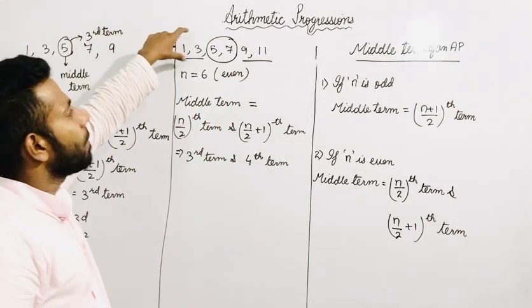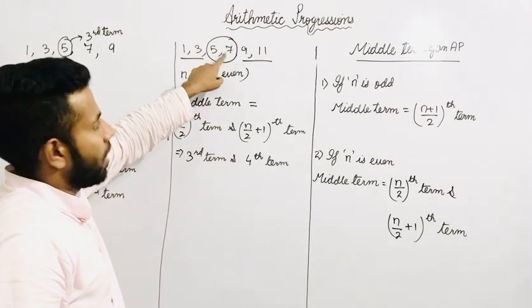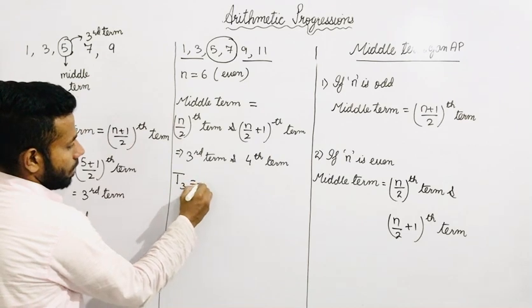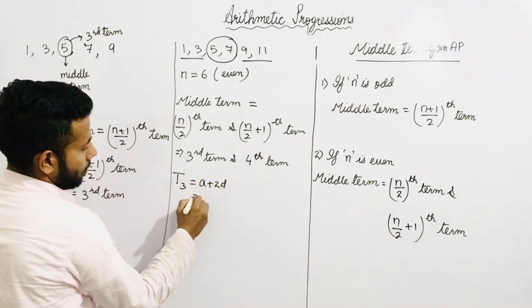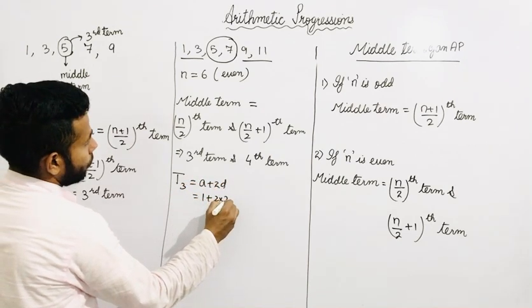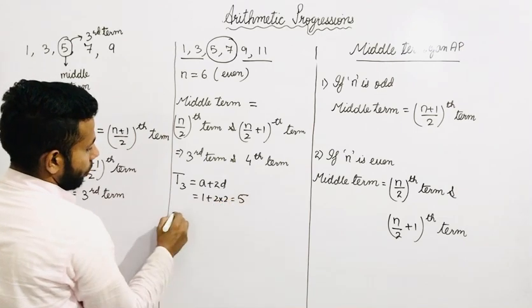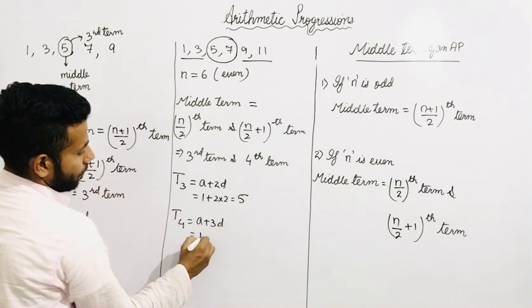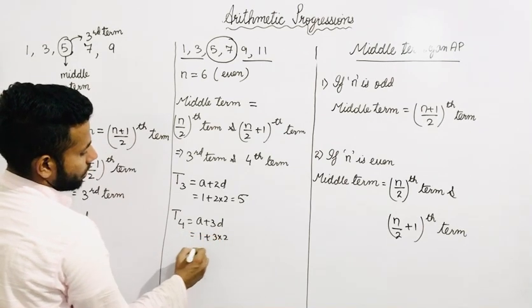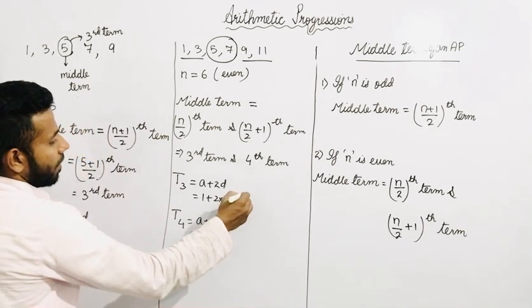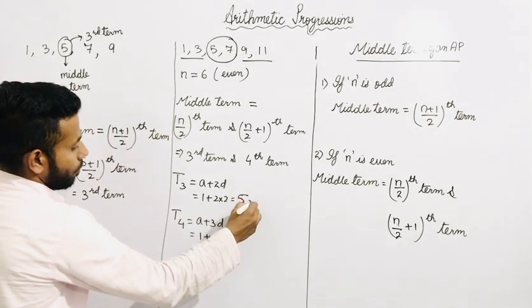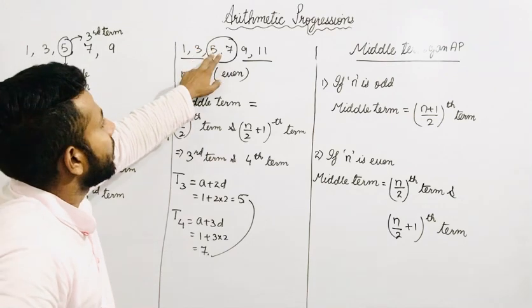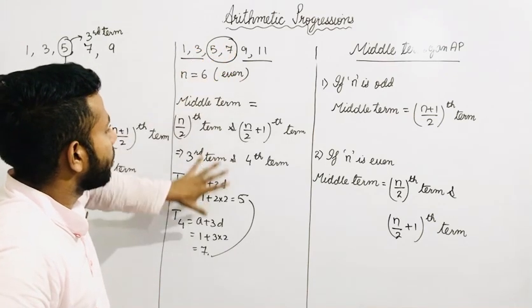When you look at the AP directly, what is the third term? 5. And what is the fourth term? 7. Let us calculate. T3 equals A plus 2D, 1 plus 2 into 2, that is 5. And T4 is A plus 3D, 1 plus 3 into 2, 6 plus 1, 7. So 5 and 7 are the middle terms of that AP, the third term and the fourth term.